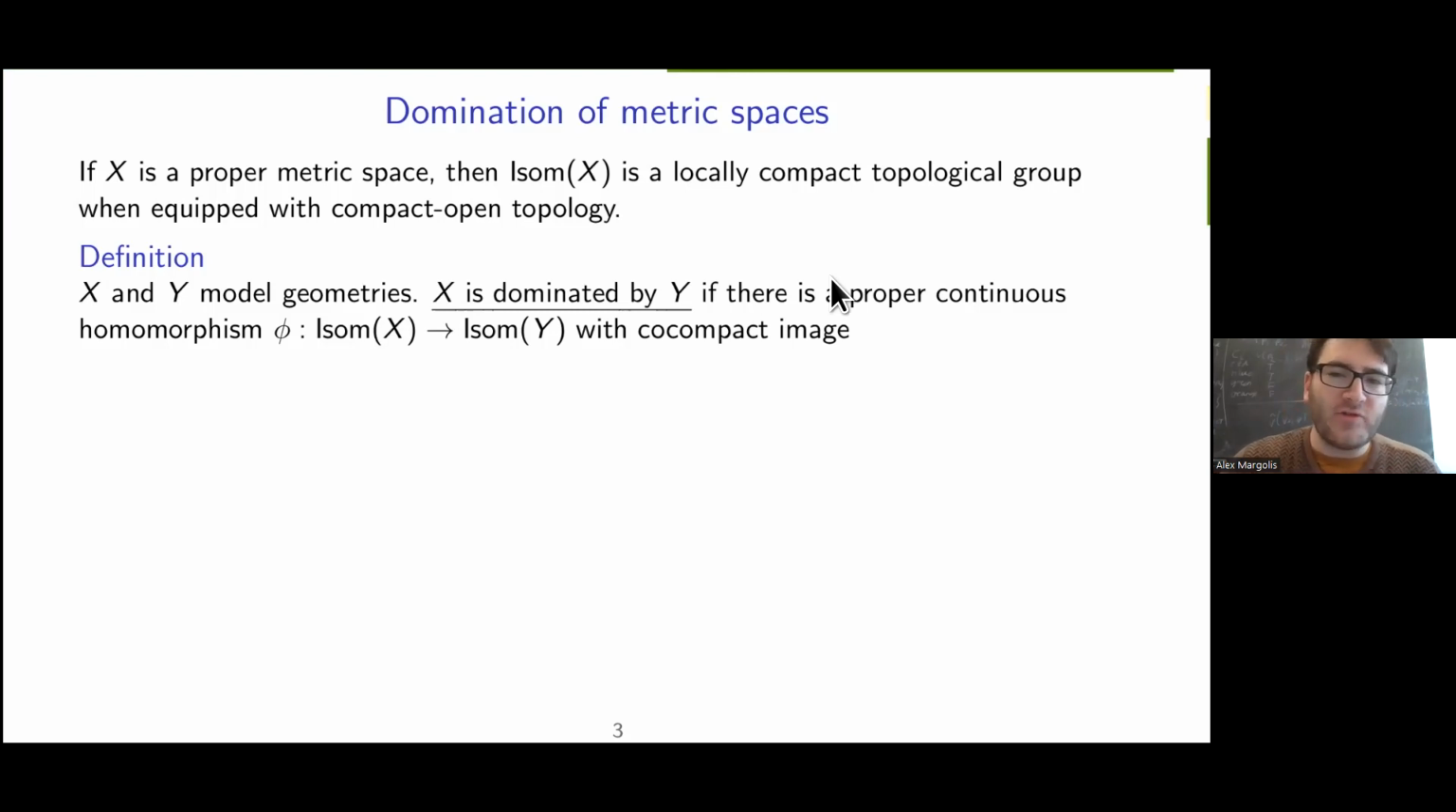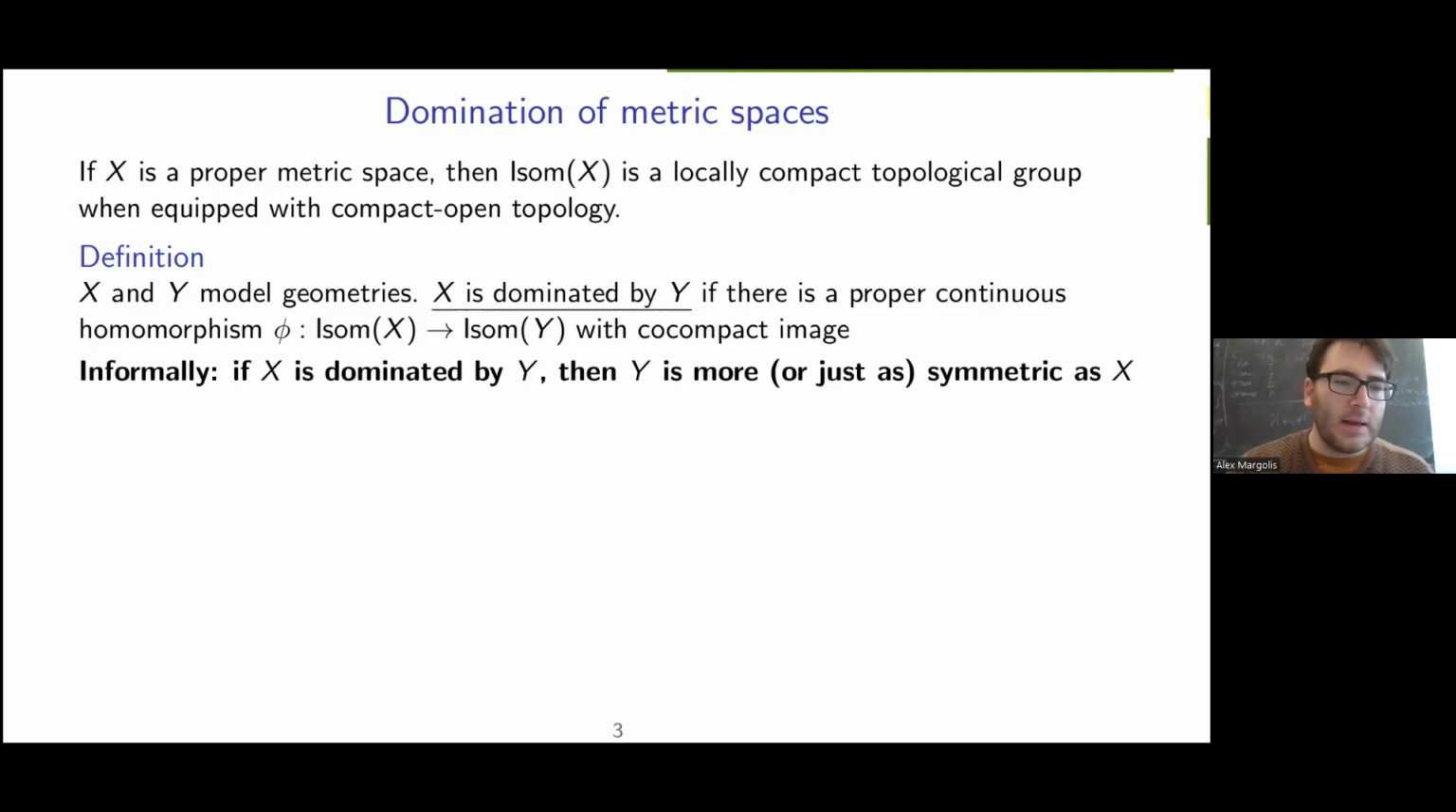So, if we have two model geometries, X and Y, we say that X is dominated by Y if there is a homomorphism phi from Isom X to Isom Y, which is proper, so inverse images of compact sets are compact, continuous, and the image is co-compact. If you're not used to thinking about these things, notice that phi is essentially a topological isomorphism up to compact error. The kernel of phi is compact and the image is co-compact. So it covers Isom Y up to compact error.